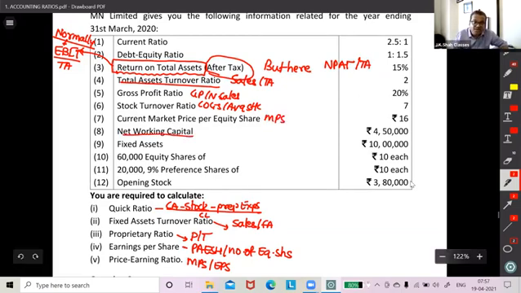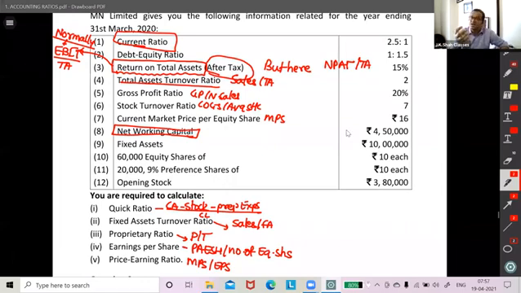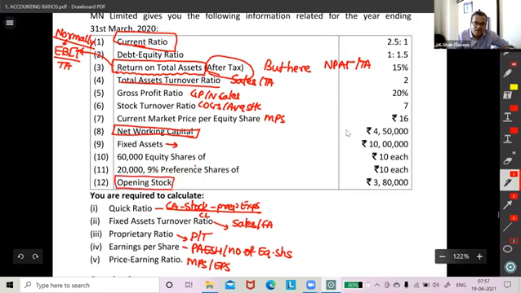Net working capital is given. See guys, whenever I say net working capital and whenever I say current ratio, I have one feeling. What is that? Yes, I can calculate current assets and current liabilities. No other feelings over here. Fixed assets are readily given. Equity shares are told, preference shares are told, and also you are told opening stock. So specifically they give opening stock, no? So you cannot substitute average stock by closing stock.